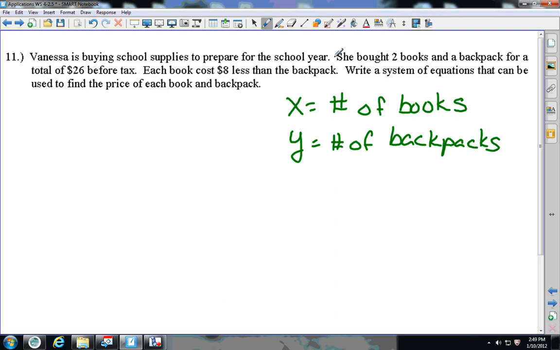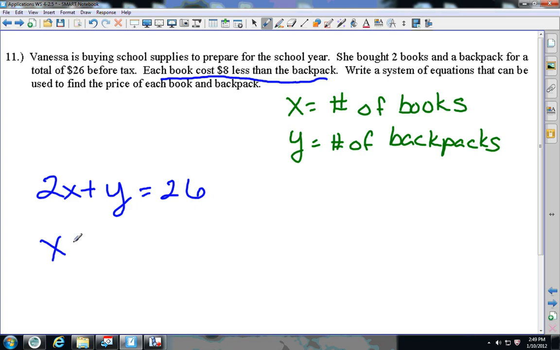One of my equations is going to be: she bought 2 books, so 2x plus 1 backpack, 1y, and that equaled $26. The next equation, looking at this sentence right here, it says each book costs $8 less than the backpack. So each book, let's see, the books cost, it equals $8 less than the backpack. So whatever the backpack is, you subtract 8.